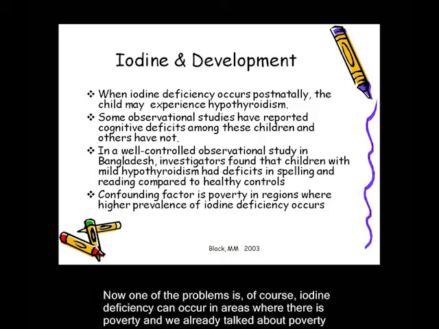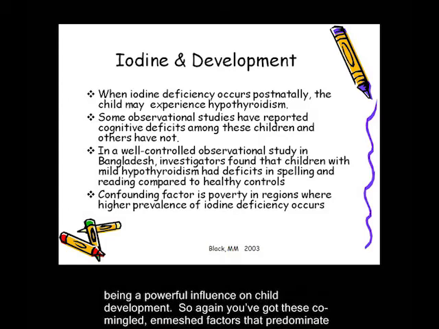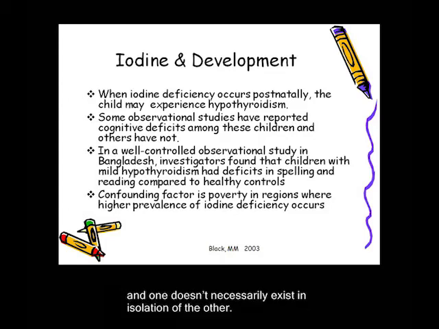Now, one of the problems is, of course, iodine deficiency can occur in areas where there's poverty, and we already talked about poverty being a powerful influence on child development. So again, you've got these commingled and meshed factors that predominate, and one does not necessarily exist in isolation of the other.